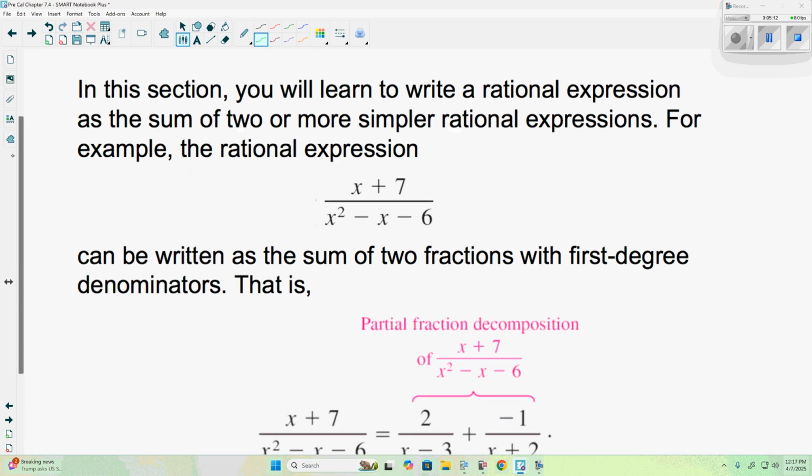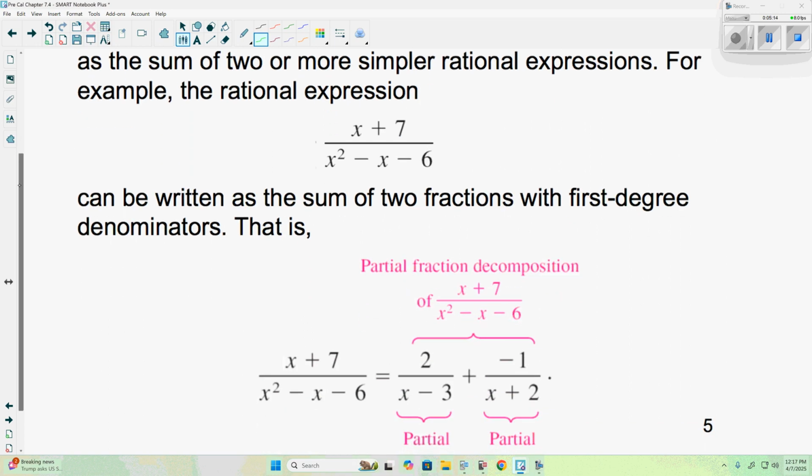Now, the whole thing with partial fraction decomposition is we're going to be given a fraction, given a rational expression, and we want to break it up into its parts. It's the partial fraction, the parts that make it up. So what would be the two expressions that we would add together to get our starting amount?